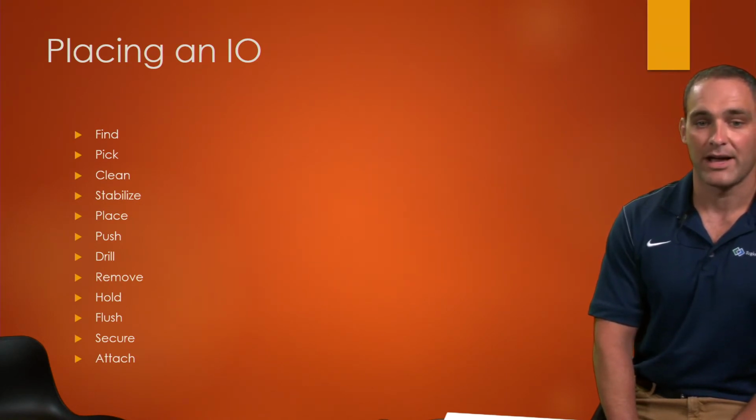So, placing an IO needle. The very first thing you're going to do is find your site. Then you're going to pick your right size needle. Then you're going to clean the area just like you would with an IV. Then you're going to stabilize the site that you're going to be using, the bone, never placing your hand underneath the site. Then you're going to place the IO needle onto the drill, and it's nice, it's magnetic, it holds on by itself.